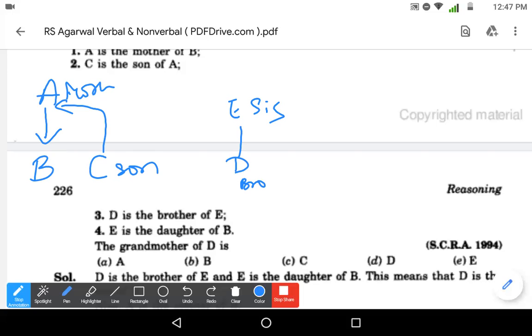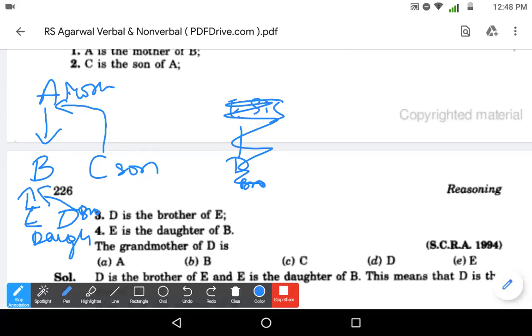Okay, this has to come down here then. E is the daughter of B. Now, if E is the daughter of B, and D is the brother, then E and D are B's kids. Now, the grandmother of D. Grandmother means mother's mother or father's mother. Here B, we don't know the gender. It may be father, it may be mother. So the grandmother means D's mother's or father's mother. So, the answer should be A.